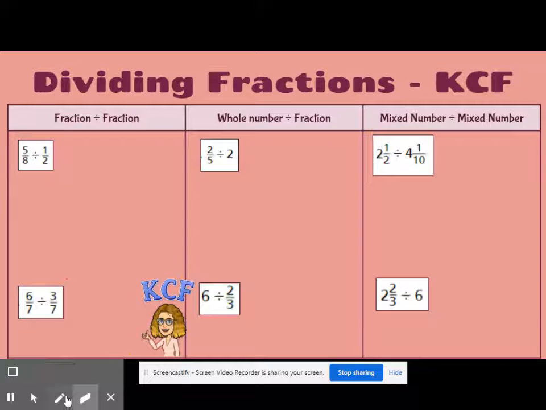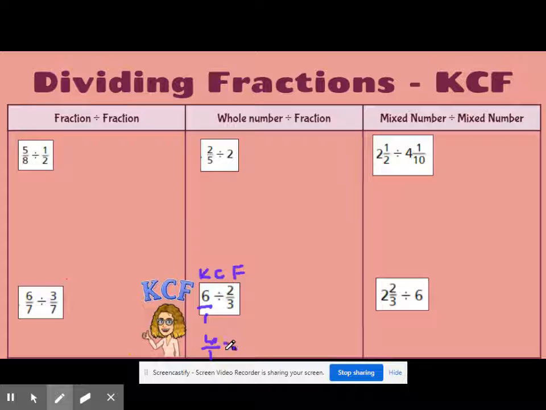So I have a whole number. Whenever you have a whole number, you have to put it over 1. Notice this is a division problem, so the rule is keep, change, flip. So I'm going to keep the first, which was 6/1. I'm going to change this to multiplication, and I'm going to flip this to its reciprocal, which is 3/2. Next step is you go straight across. 6 times 3 is 18. 1 times 2 is 2. Well, 2 goes into both of those. And 18 divided by 2 is 9. 2 divided by 2 is 1. It gave me 9 wholes.